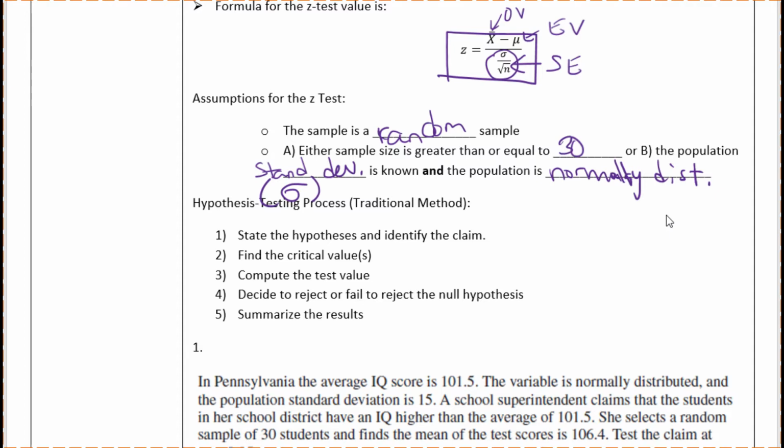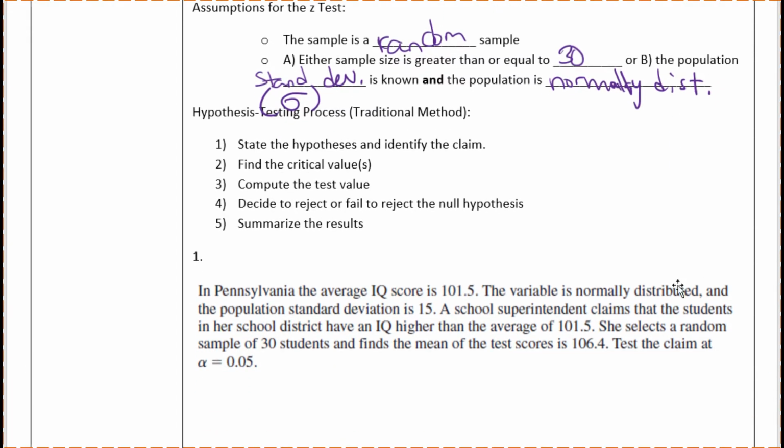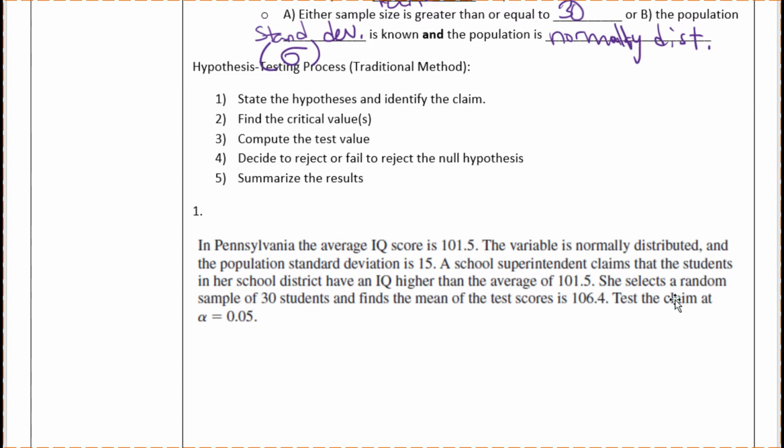Alright, so what is the process for hypothesis testing? It's just like it was when we discussed it in lesson 1, and it is these 5 steps. You're going to state the hypotheses, identify your critical value, compute your test value, also known as a test statistic, decide to reject or fail to reject the null hypothesis, that's H sub 0, and then summarize and draw a conclusion.